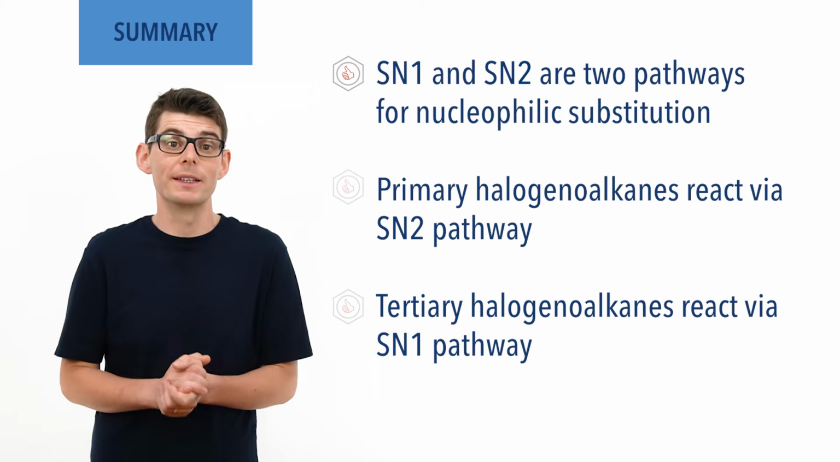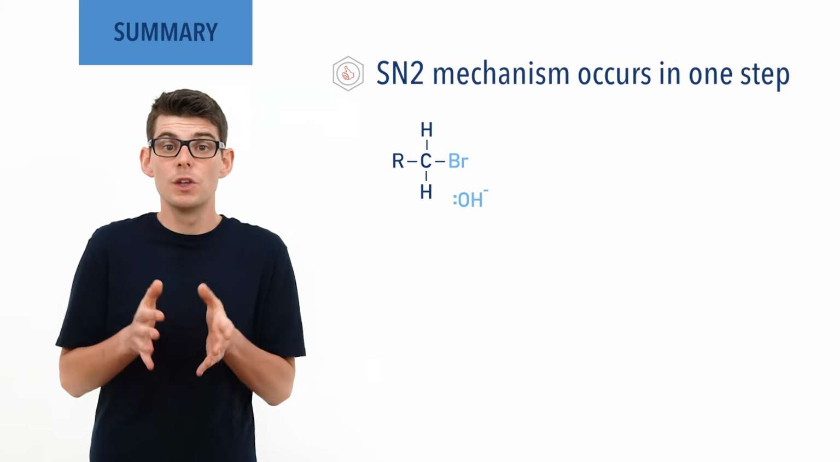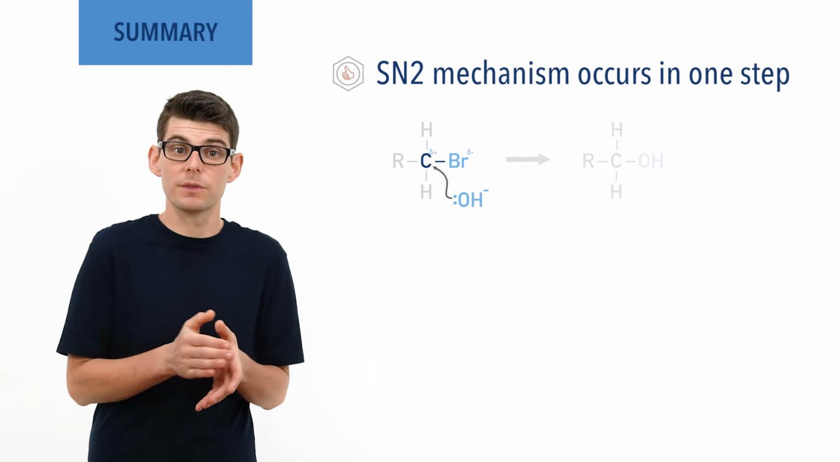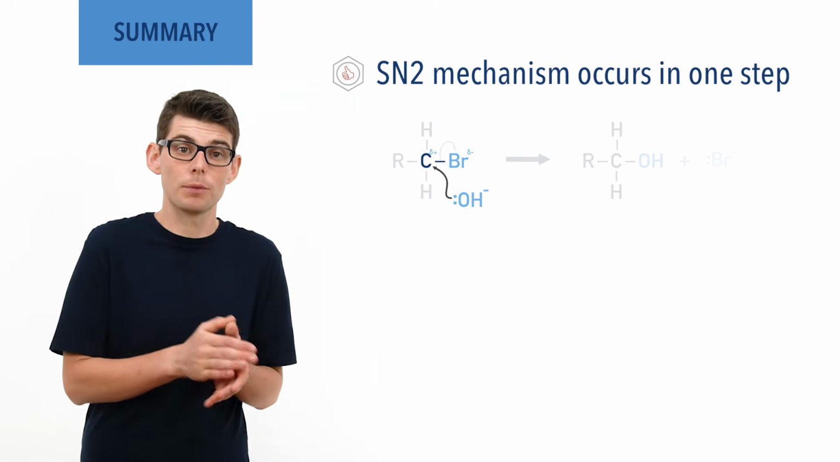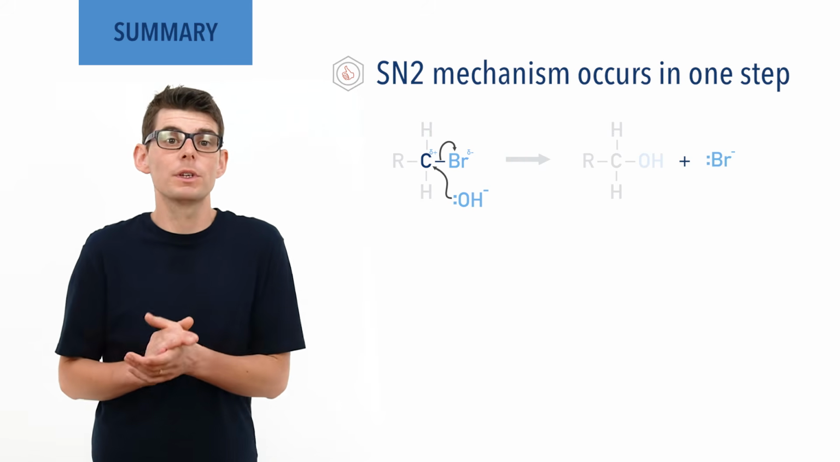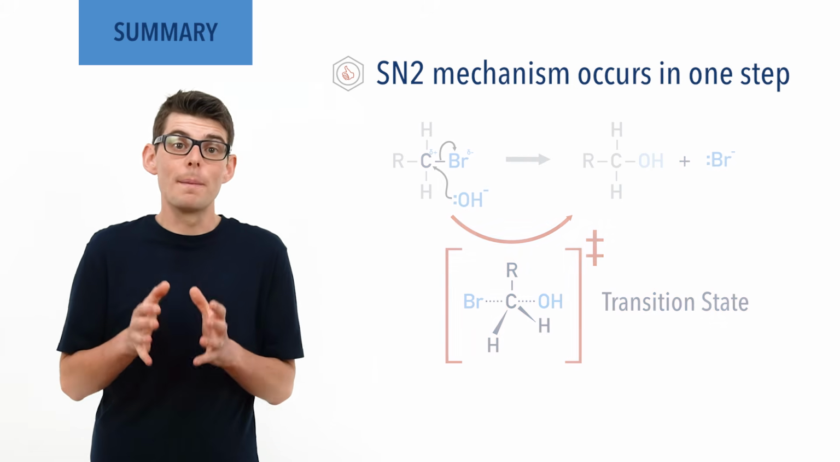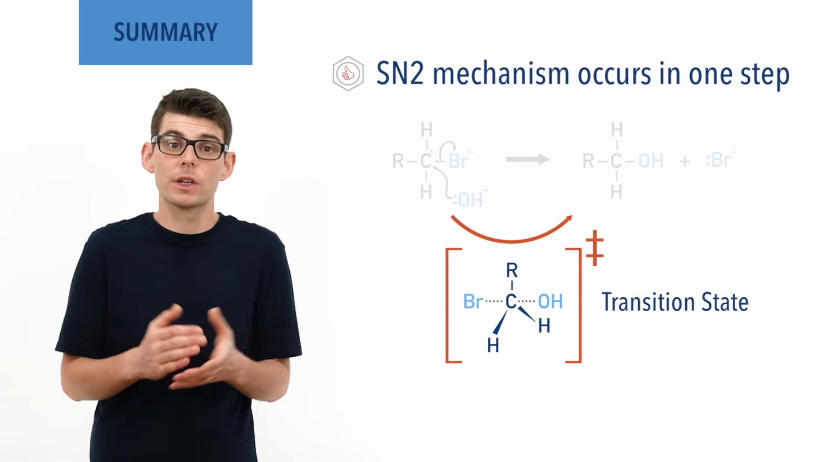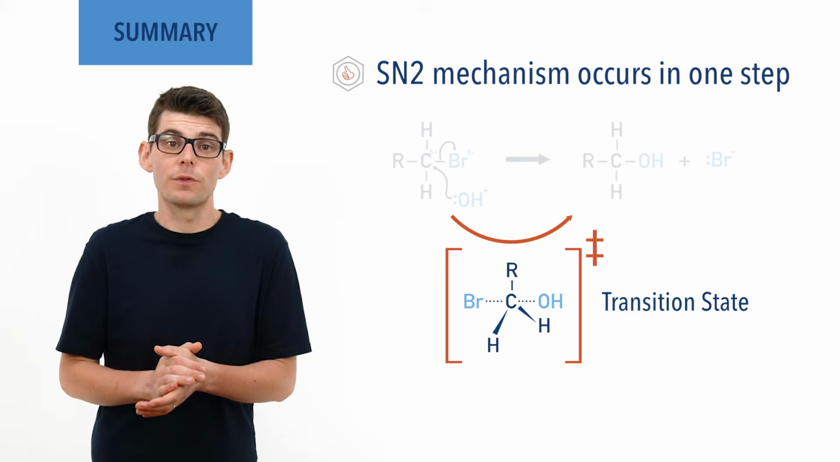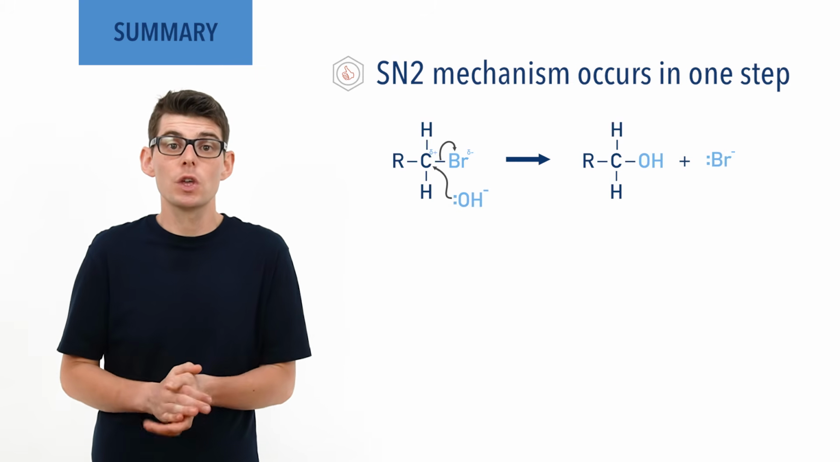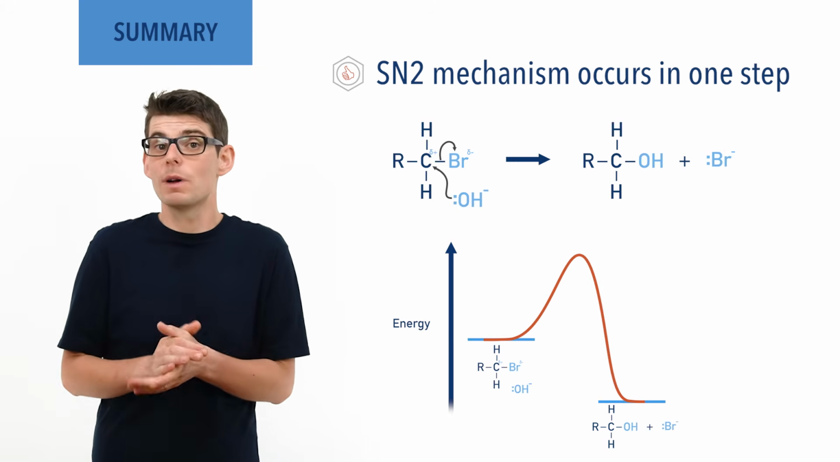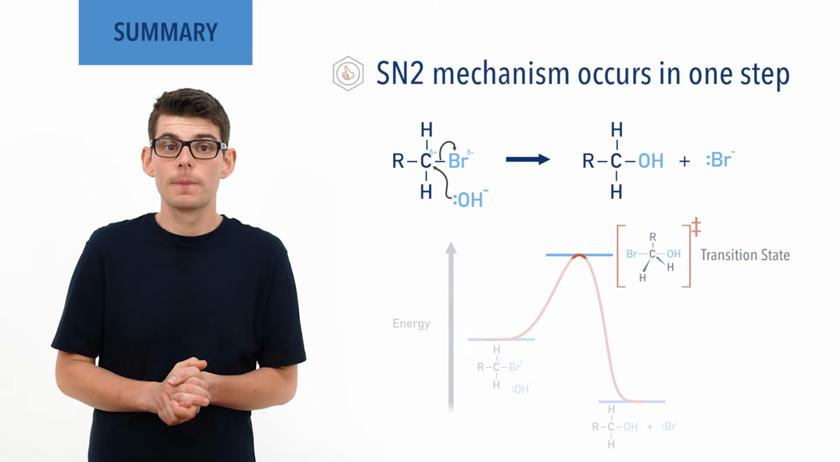The SN2 mechanism occurs in one step. Nucleophile bonds to the partially positive carbon as the carbon-halogen bond breaks, and there is a momentary transition state in the middle where both groups are attached to the carbon. The energy profile diagram for an SN2 reaction shows one peak. This is where the transition state is.